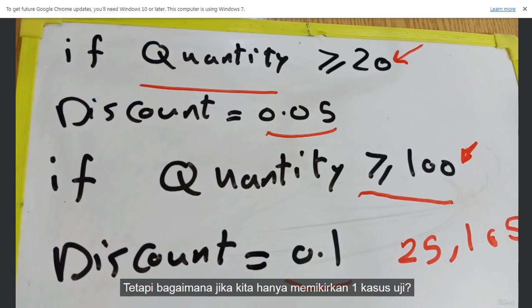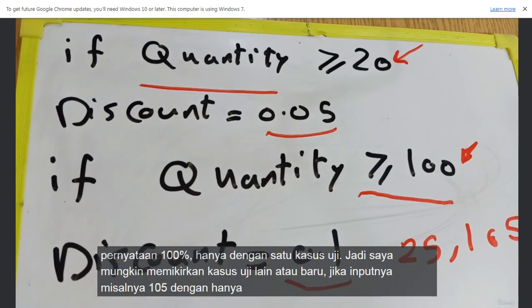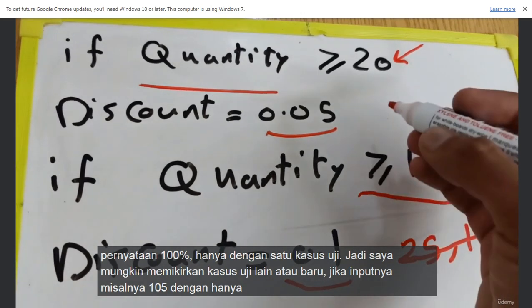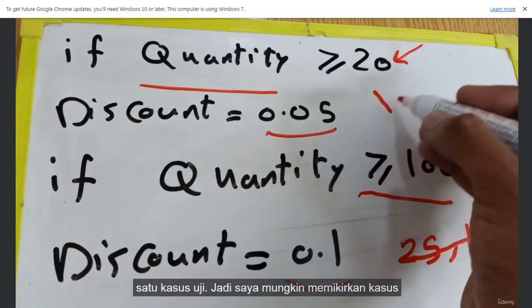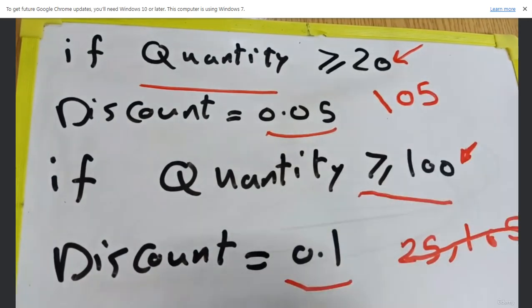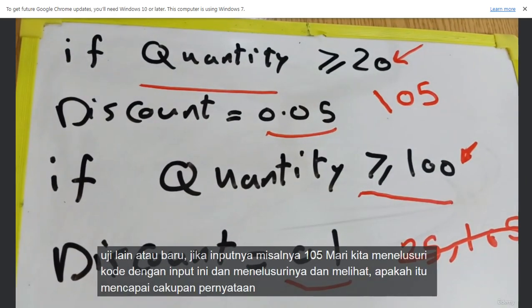But what if we think of only one test case? What if we want to achieve 100% statement coverage with only one test case? So I might think of another or a new test case. If the input, for example, is 105, let's go through the code with this input and trace it and see, does it achieve 100% statement coverage or not?